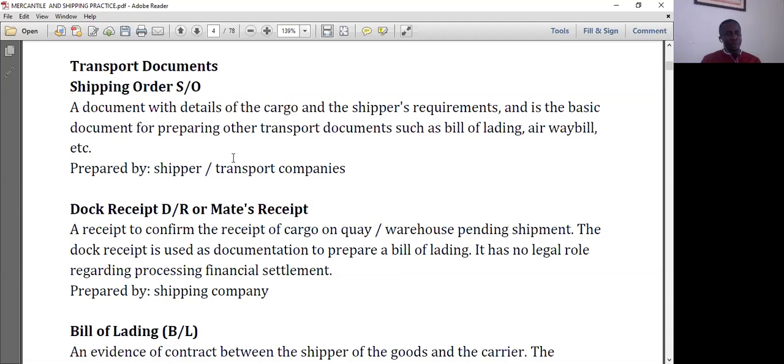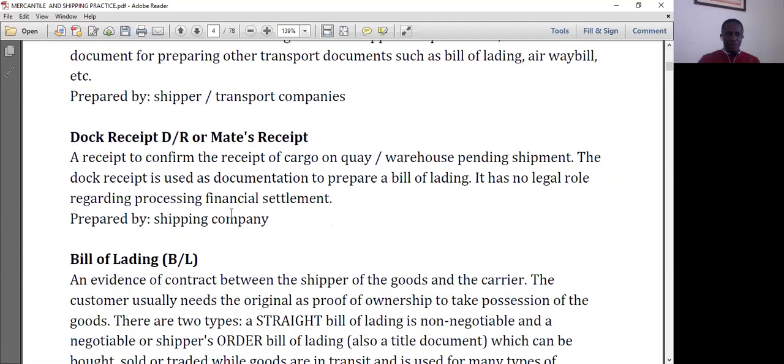companies. Then we have what is called the dock receipt, or what is sometimes known as the mate receipt. Now, it is a receipt to confirm the receipt of cargo on a quay or in a warehouse pending shipment.